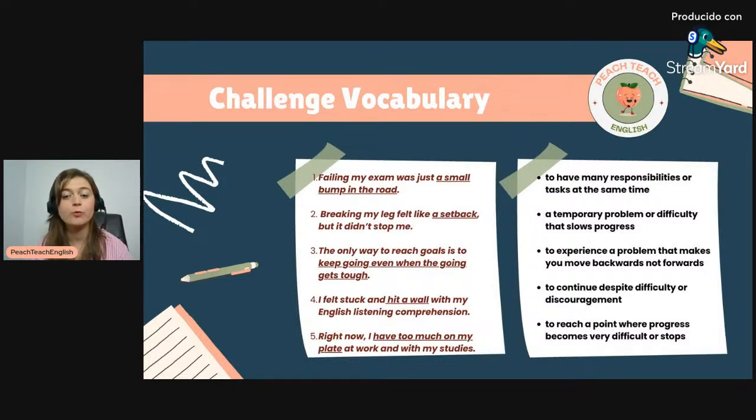The only way to reach goals is to keep going even when the going gets tough. So the expression here is keep going even when the going gets tough. All right, so which one is this going to be, guys? And the expression keep going when the going gets tough.